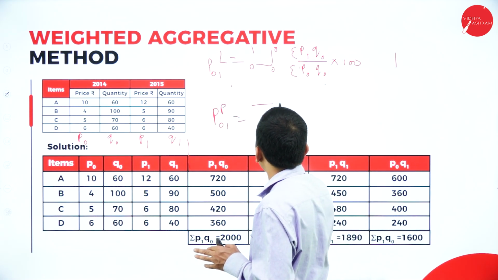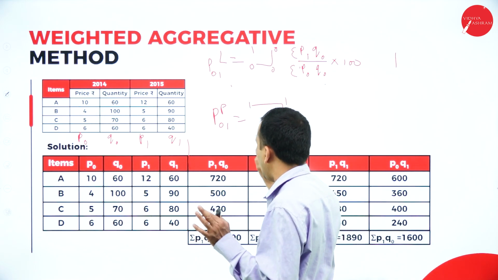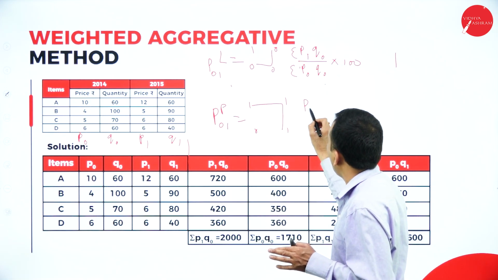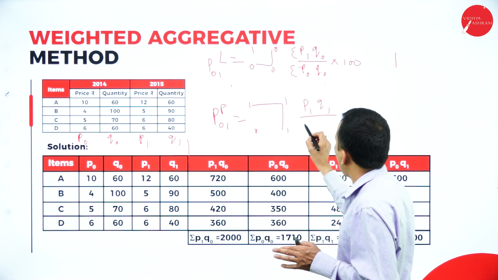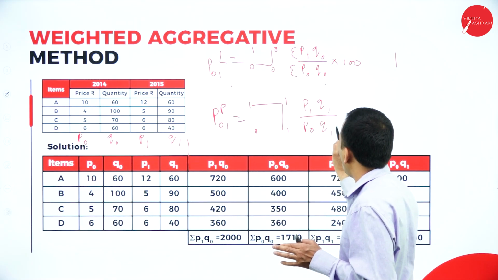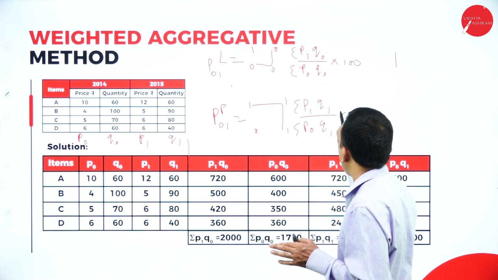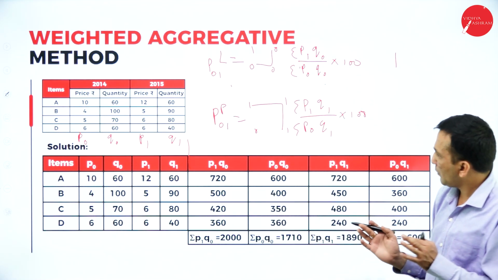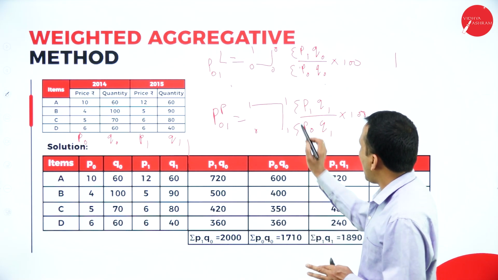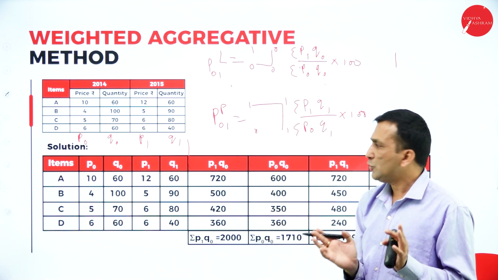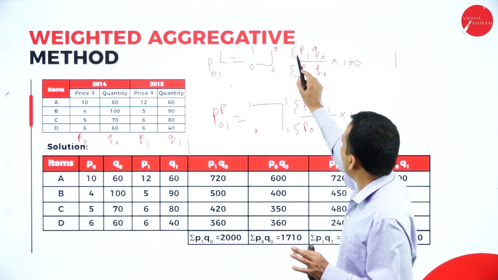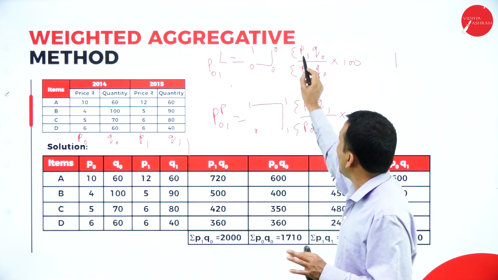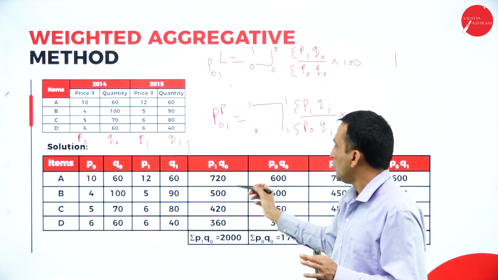We write the reverse, 1, 1, 1, the current year. Writing symbolically, first we start with P1 Q1 divided by P0 Q1, with sigma, into 100. If you know these two formulas, the rest of the formulas are very simple to recall. As per the formula we multiply. In the numerator we have P1 and Q0, so I want to multiply, then only we will get the total.